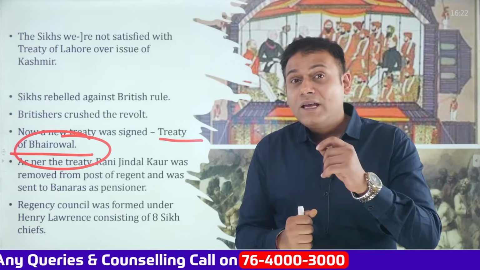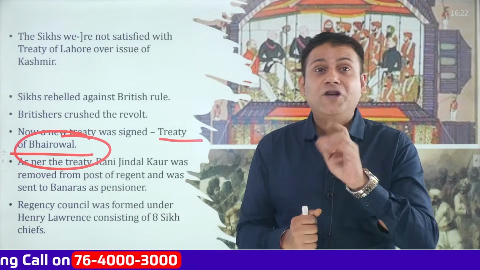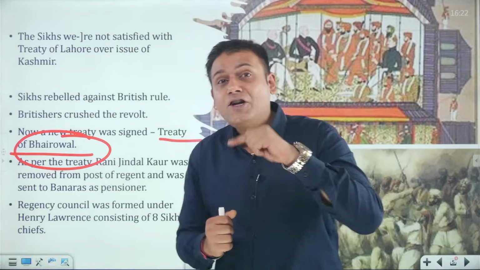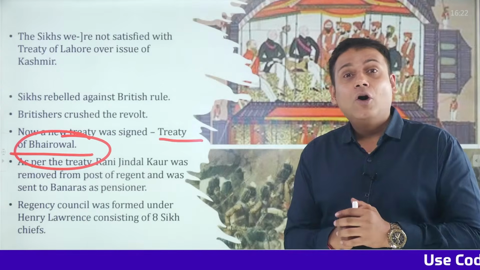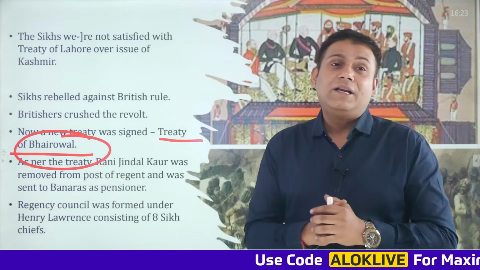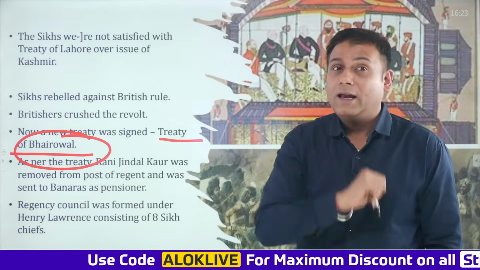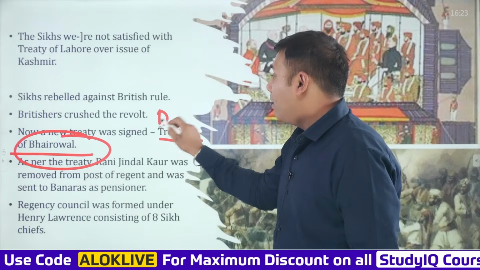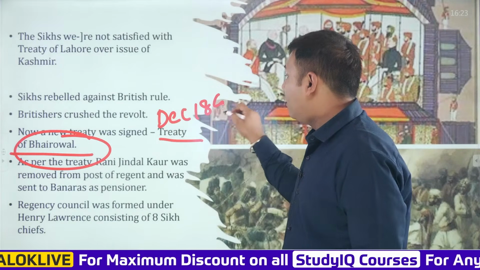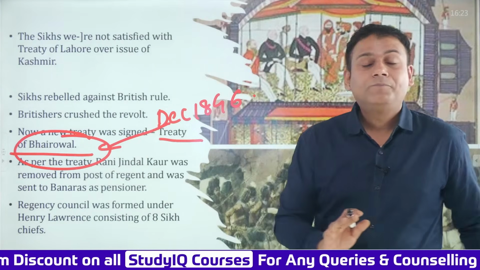Now, this was seen as a humiliation by many Sikh Sardars, or Sikh chiefs. And under the leadership of Maharani Jindal Kaur, they again revolted against the English East India Company. And the Company crushed the revolt again. And finally, in December 1846, another treaty was signed, which is referred to as the Treaty of Bhairovwal.